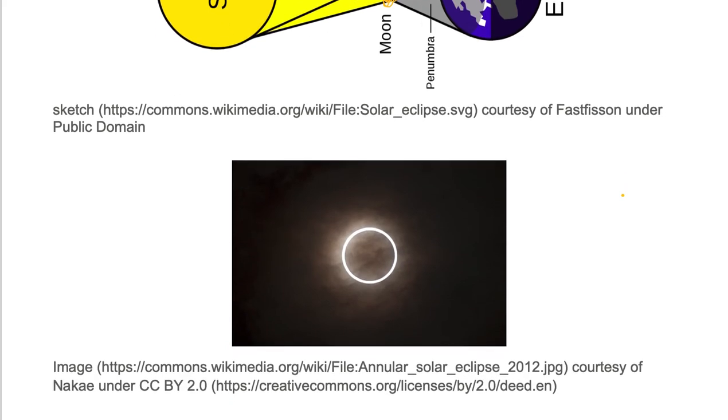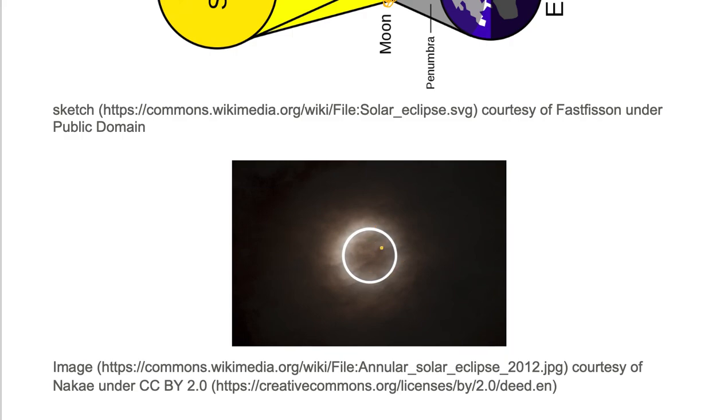So here's an example of an annular eclipse taken from the surface of the Earth. We are not standing in the umbra because there's no complete dark shadow that reaches the surface of the Earth. We are standing in a penumbra, and what we see is this yellow light or white light going around the edge of the intervening object, which in this case is the Moon.